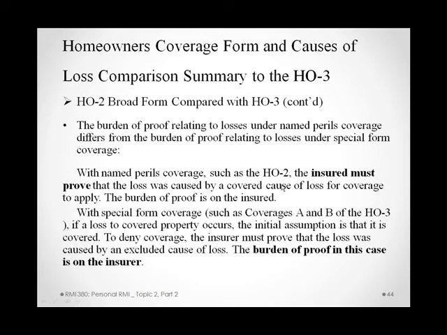And since the HO2 has a named peril coverage, the homeowner will have to prove that the loss is indeed a covered loss. With the HO3 coverage, the burden of proof has shifted to the insurance company because it's an open peril coverage and it basically covers everything in the universe. So the burden of proof is now on the shoulders of the insurance company, which will have to prove that this is indeed one of the exceptions that will not be covered.